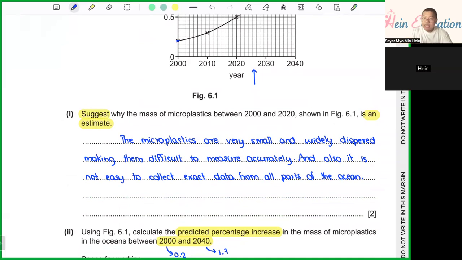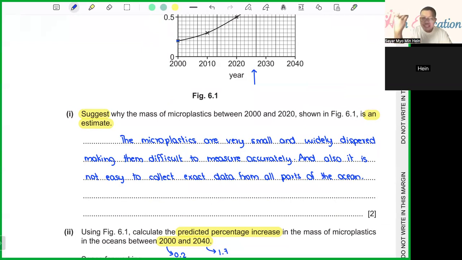Microplastics are very small and they will be widely dispersed, or widely spread in the ocean. So that makes them difficult to measure accurately, or it's difficult for us to pick them up and count and record everything. It will be very difficult work. And also, it is not easy to collect the exact data from all parts of the oceans, right? The ocean is a very vast area and we cannot collect every single part of it.